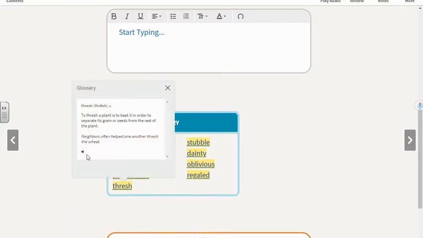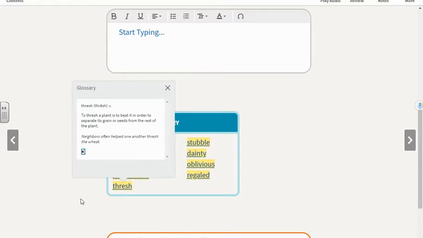Thresh. To thresh a plant is to beat it in order to separate its grain or seeds from the rest of the plant. Neighbors often helped one another thresh the wheat.